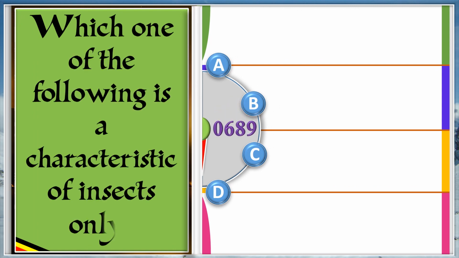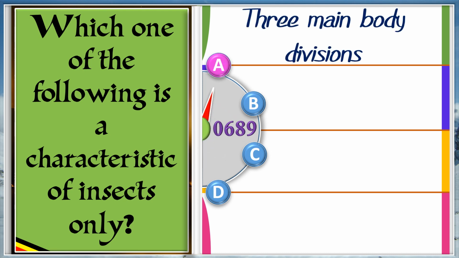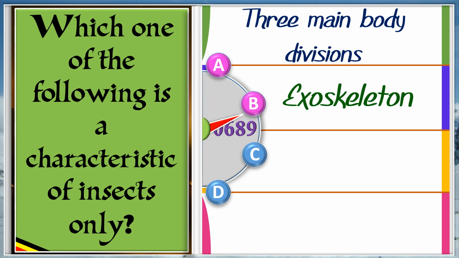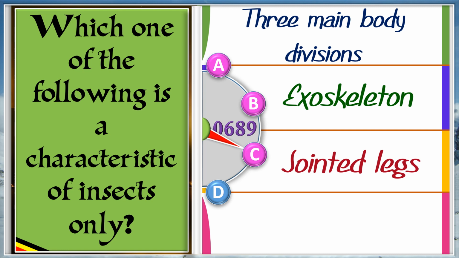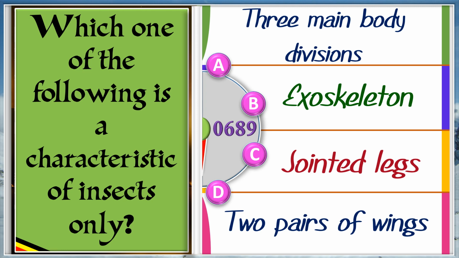Which one of the following is a characteristic of insects only? A. Three main body divisions. B. Exoskeleton. C. Jointed legs. D. Two pairs of wings. And the answer is A. Three main body divisions.